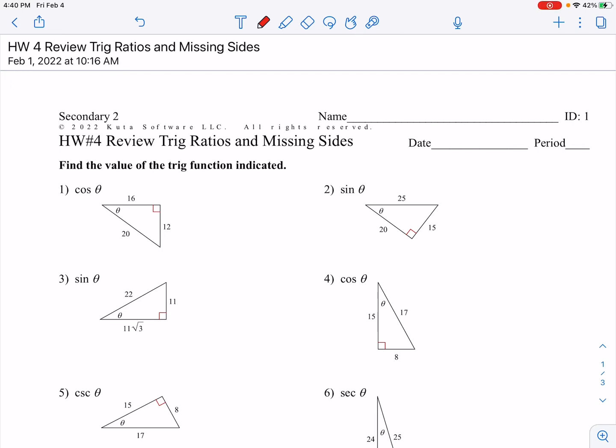Just like the previous lesson, we're going to use SOH CAH TOA. The sine of an angle is equal to the opposite over the hypotenuse. The cosine of an angle is equal to the adjacent over the hypotenuse. And tangent of an angle is equal to the opposite over the adjacent.